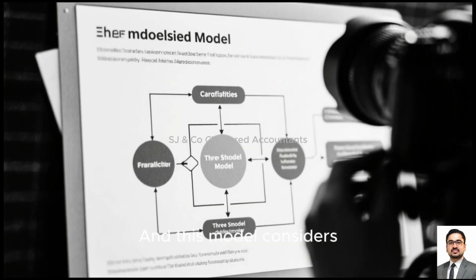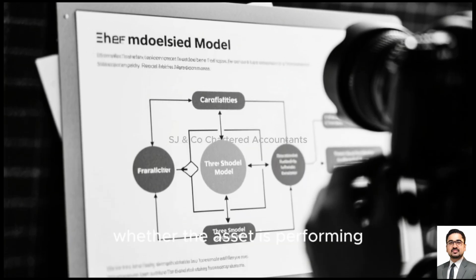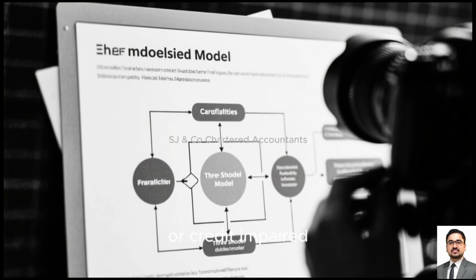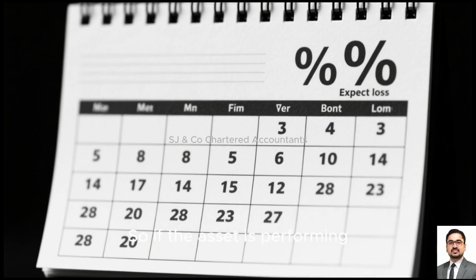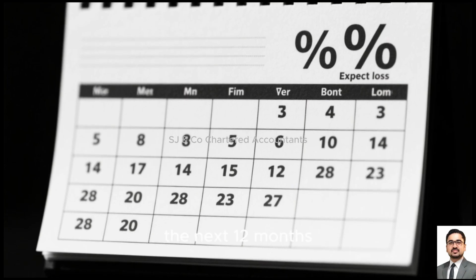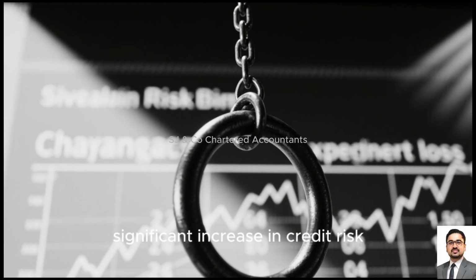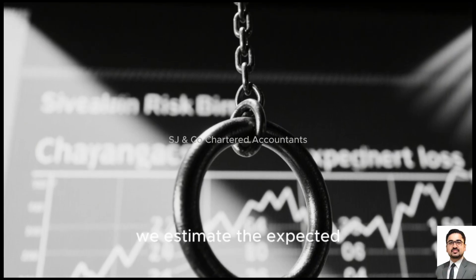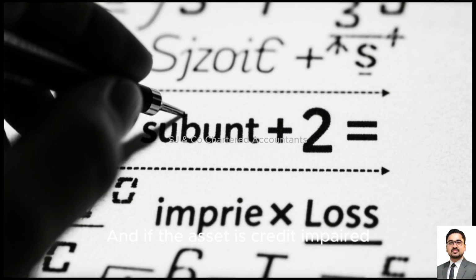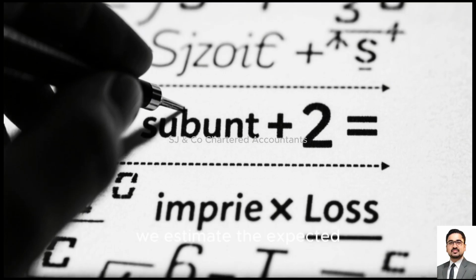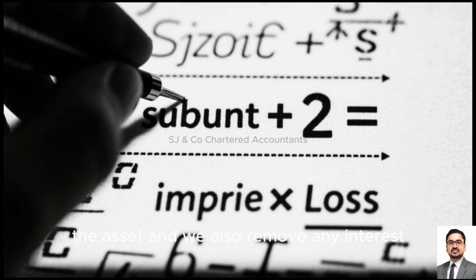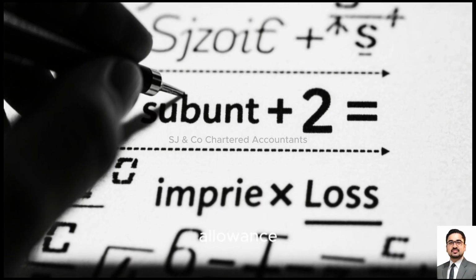On the other hand, if we don't qualify for the simplified approach, we have to use the three-stage model. And this model considers whether the asset is performing, significantly increased in credit risk, or credit impaired. So if the asset is performing, we estimate the expected loss over the next 12 months. If the asset has a significant increase in credit risk, we estimate the expected loss over the life of the asset. And if the asset is credit impaired, we estimate the expected loss over the life of the asset, and we also remove any interest on the amount of the loss allowance.